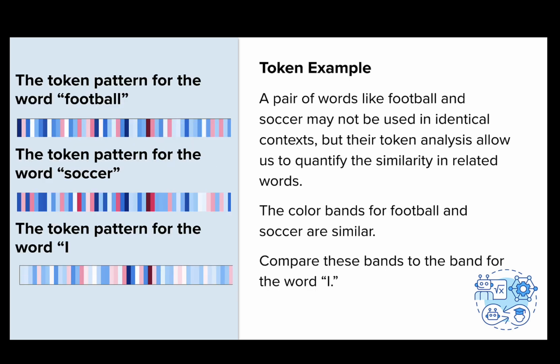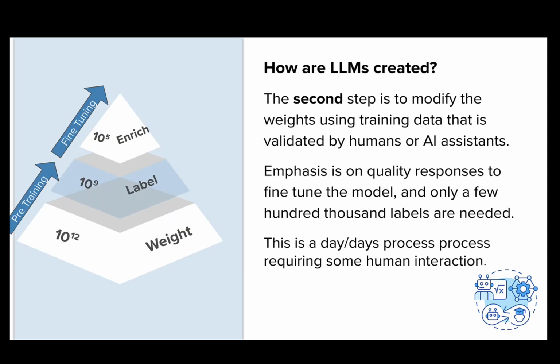A pair of words like football and soccer may not be used in identical contexts, but their token analysis and their associated pictorial representation may be very similar. The color bands for football and soccer do look similar. Compare these bands to the word I. Very different.